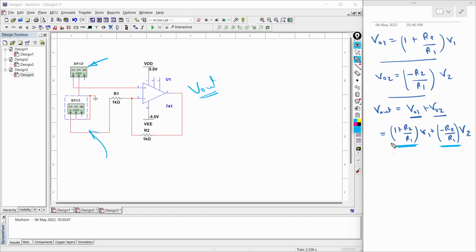And to change the gain, what do we need to do? We need to modify something here in the circuit. So now let's understand what I am doing to adjust the gain.